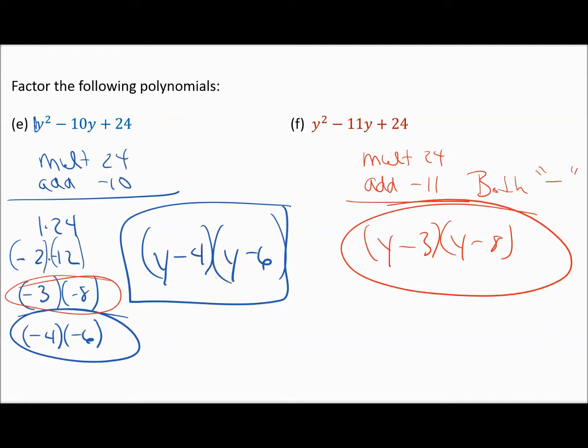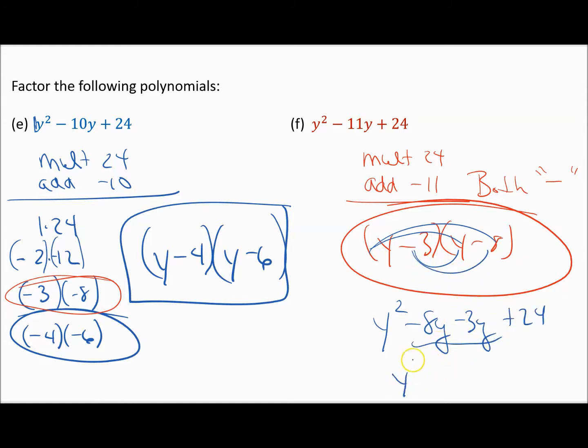And again, we could check it. Let's check this one. So y times y is y squared. y times negative 8 is negative 8y. Negative 3 times y is negative 3y. And negative 3 times negative 8 is plus 24. I add these: y squared minus 11y plus 24.